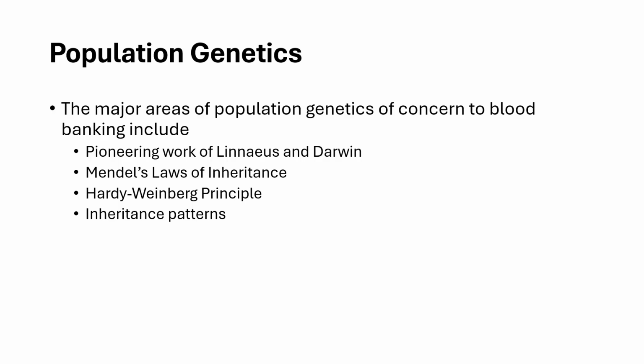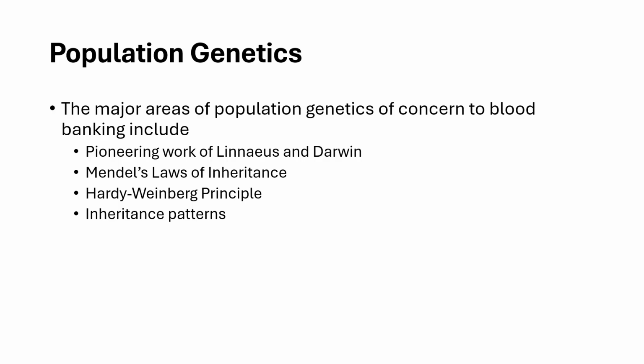Then we have Charles Darwin, who introduced the theory of natural selection and evolution, and that helps to explain how genetic traits vary over time within populations and adapt to environmental pressures. This helped to explain why certain blood group alleles may be more prevalent in specific populations.